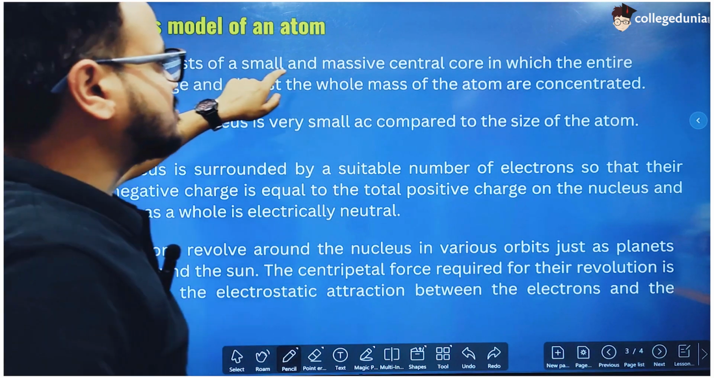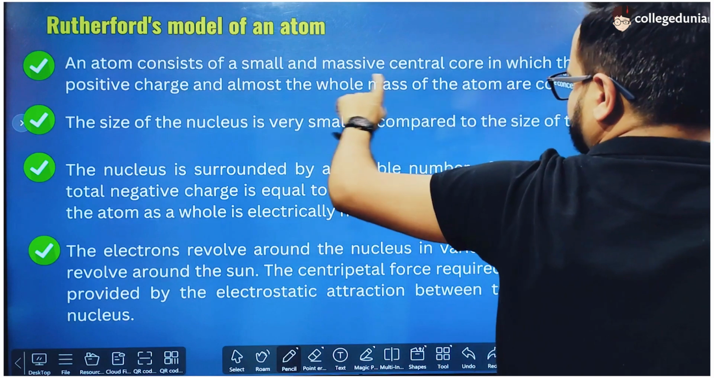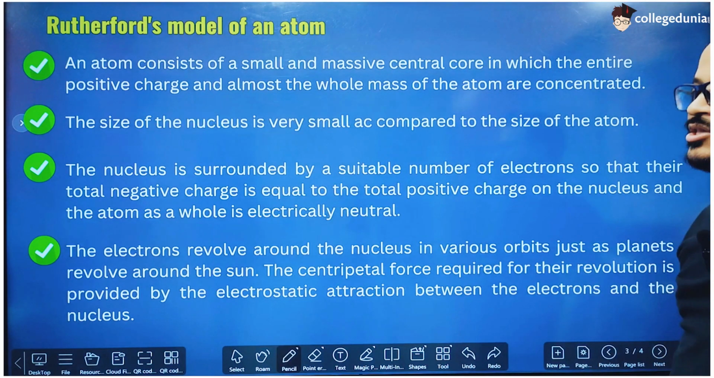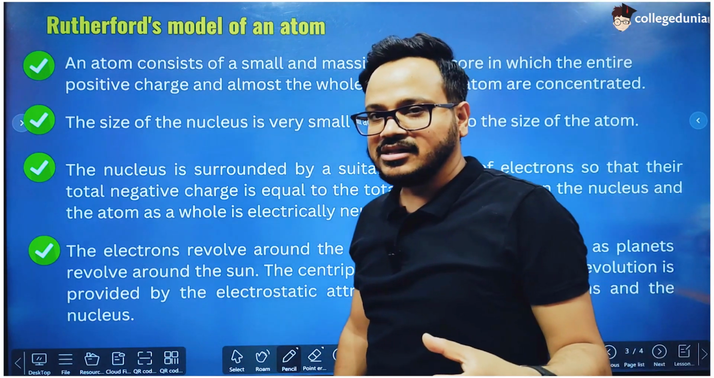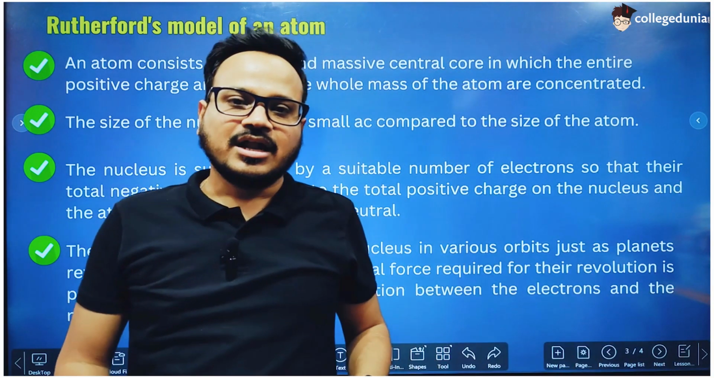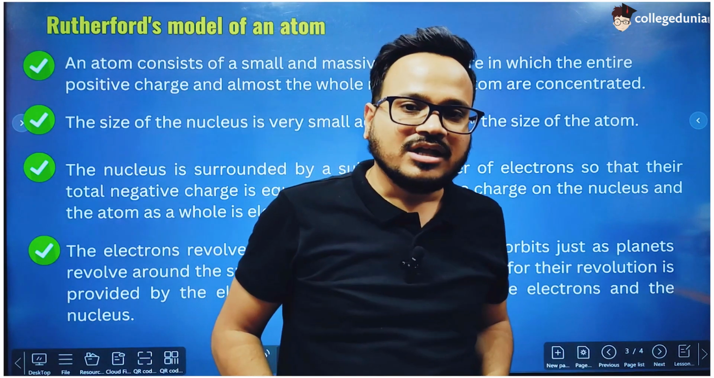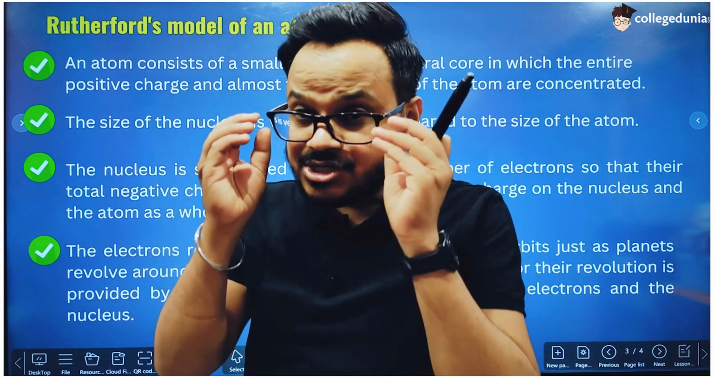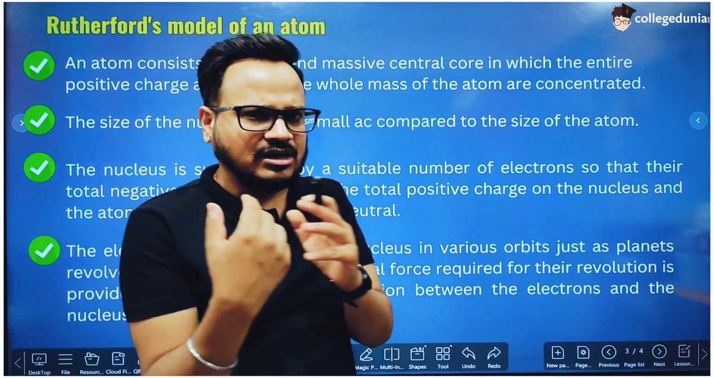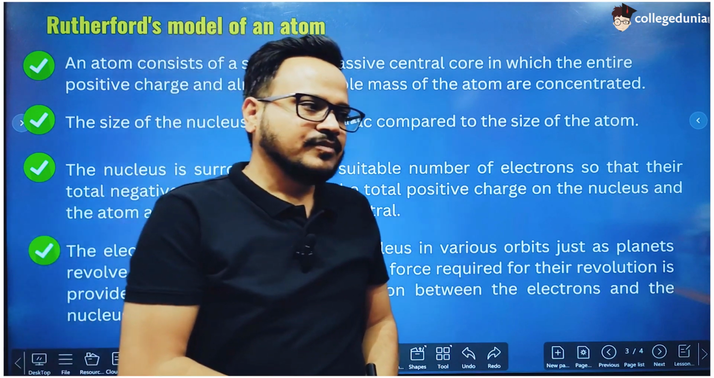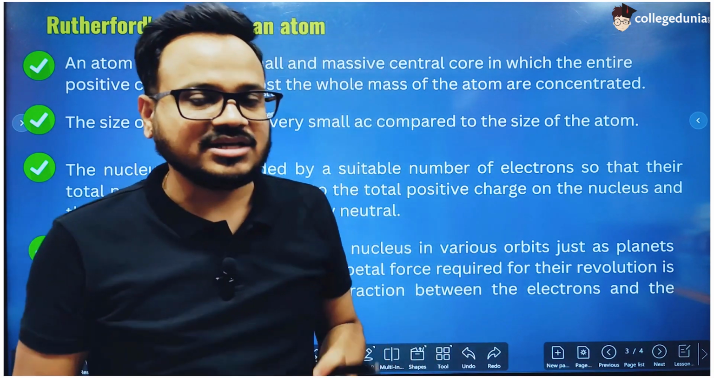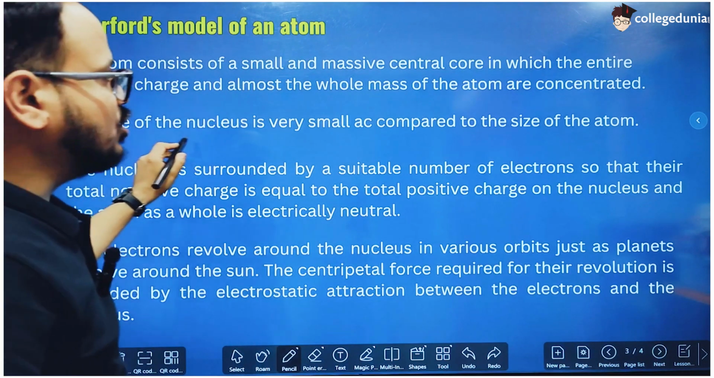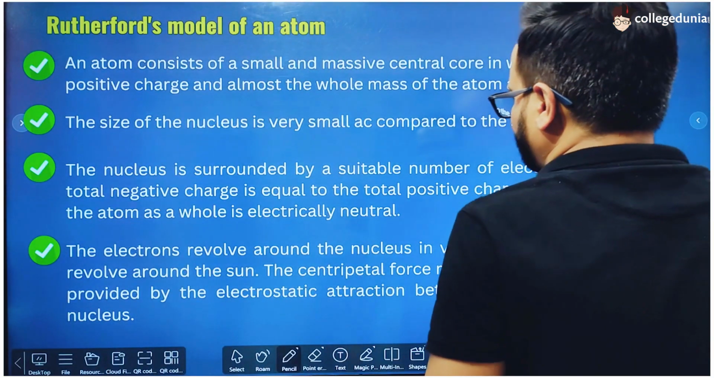An atom consists of a small and massive central core in which the entire positive charge and almost the whole mass of the atom are concentrated. Since the alpha particle also has some mass, if there was some mass in the empty space around the nucleus, even then the alpha particles would have suffered collisions with that mass. So based on the fact that most of the alpha particles went straight through the atom, the entire mass is also concentrated in a very small region at the center. The size of the nucleus is very small as compared to the size of the atom.